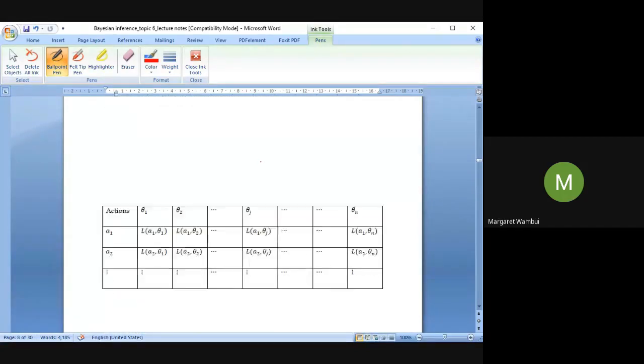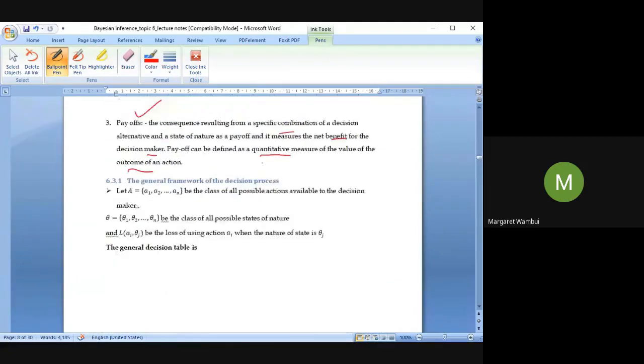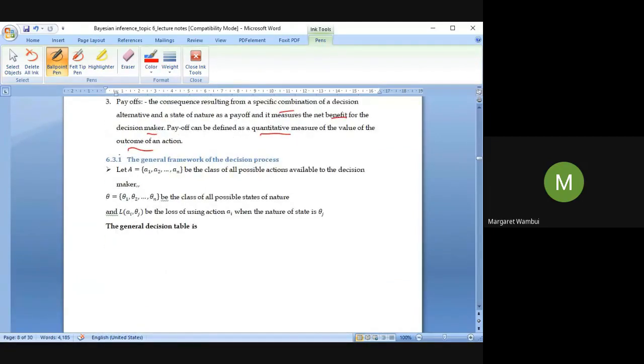It has gone down, I think, after that interruption. But let's just look at it. So the general framework: we say let A be a set of actions, the class of all possible actions available to the decision maker. It is going to rain, I will carry an umbrella, I will not carry an umbrella. Then let theta 1, theta 2 up to theta n be the class of all the possible states of nature. It is going to rain, it is not going to rain.